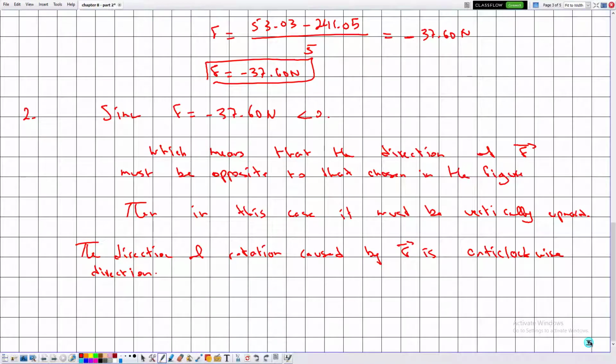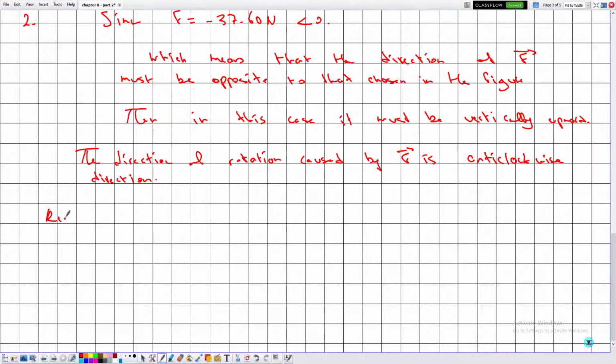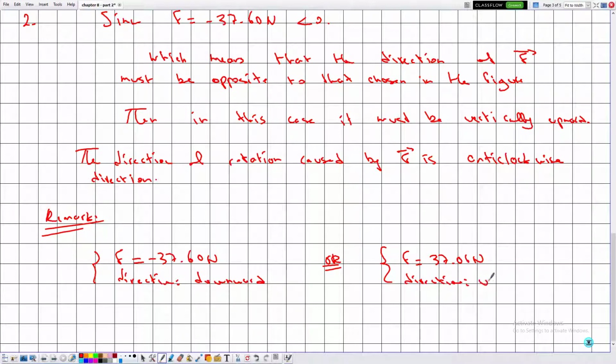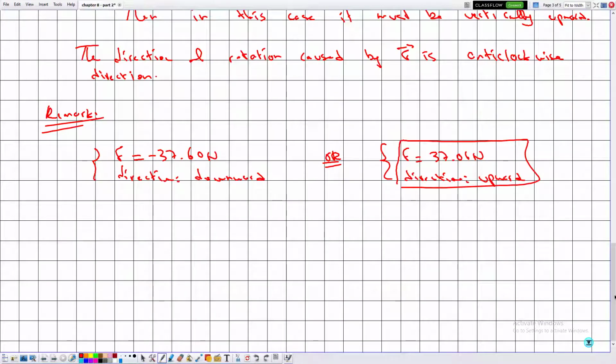So here we can do a remark. Either we take F to be minus 37.60 newtons and with the direction to be downward, or we take F to be 37.06 newtons and with the direction to be upward. Both of these are correct, but we are always interested in this one because we know that the value of F is positive, which represents a magnitude and not a component.